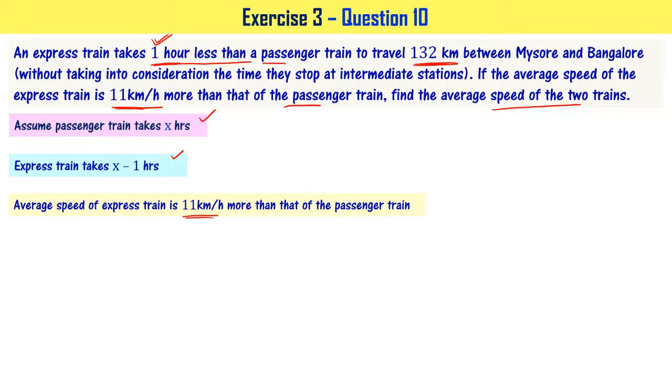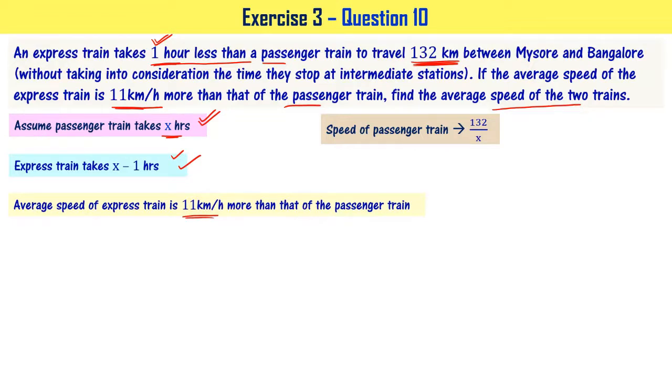So at what speed the first passenger train is going to travel? The distance covered is 132 kilometers, right? And time taken is x hours. The speed is distance by time, right? So let me write that speed of the passenger train is 132 divided by x. In the similar manner, I can write what is the speed of express train. Express train is also covering the same distance, but in the time of x minus 1 hours, right?